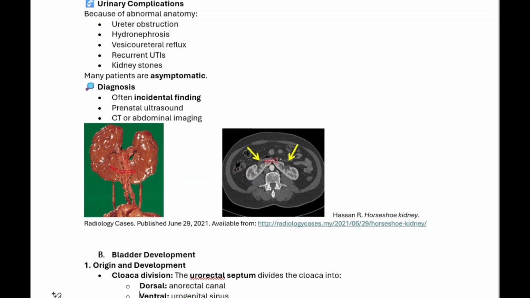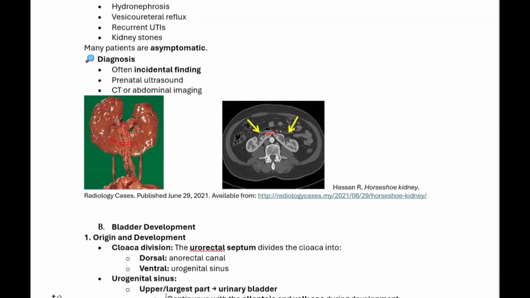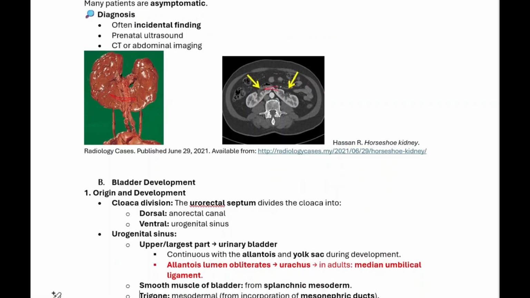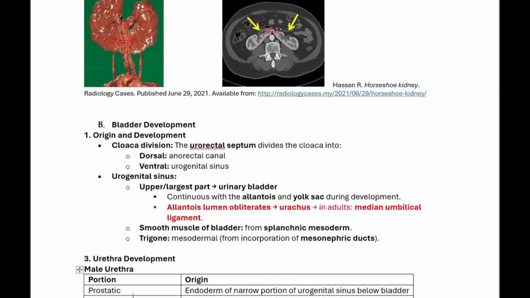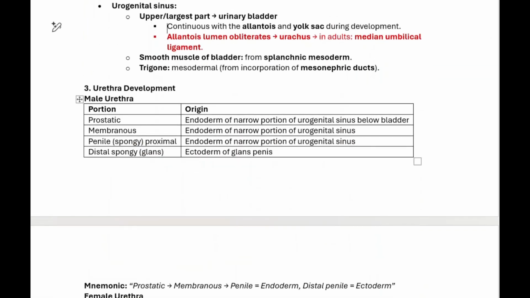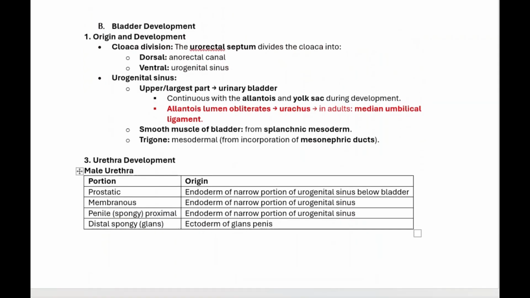So now we're done with kidney development and associated pathology. Now we're going to shift gears and look at bladder development. So now let's focus on bladder development, starting with the origin and development of the bladder.